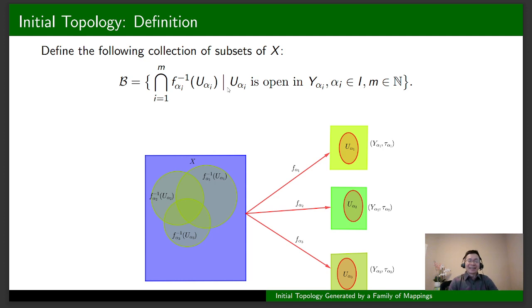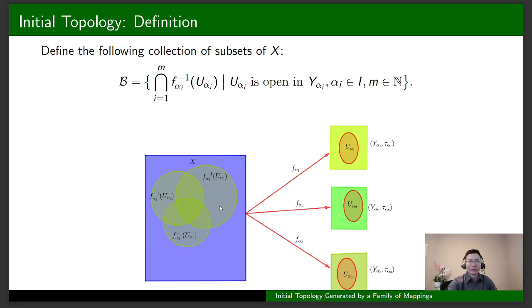Suppose that tau is the weakest topology on X such that every function f_alpha is continuous. Then if you take an open set, say U_alpha1 in Y_alpha1, and then take its inverse image under f_alpha1, then we have this set. And because we assume that f_alpha1 is continuous, this is an element of the topology tau.